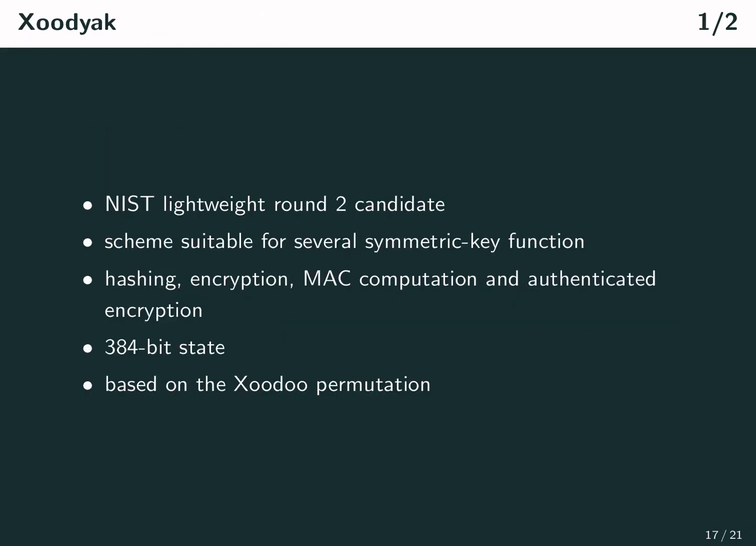Xoodyak, a further NIST lightweight candidate analyzed in our work, is a cryptographic scheme based on the Xoodoo permutation that's suitable for several symmetric key functions including hashing, encryption, MAC computation, and authenticated encryption. Xoodoo iteratively applies 12 rounds to a 384-bit state, which can be treated as 3 horizontal planes, each one consisting of 4 parallel 32-bit lanes.